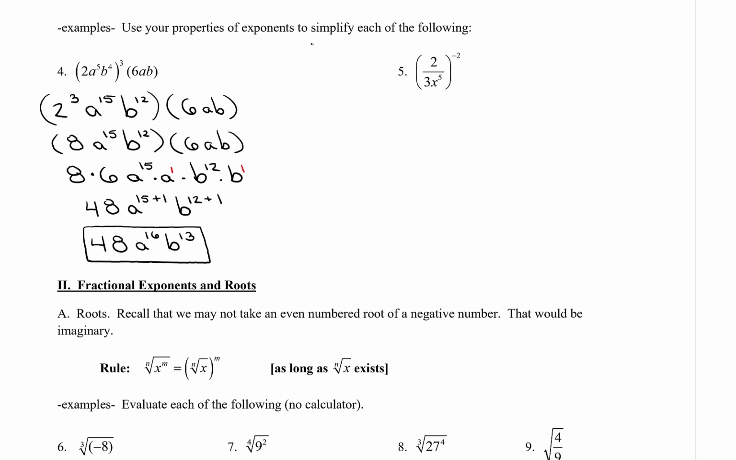I'm going to go ahead and draw a vertical line segment to separate the work from problem 4 and problem 5. Problem number 5, inside parentheses we have 2 over 3x to the 5th power, and that's all inside parentheses, and it's being raised to the negative 2 power. So then this is going to be the same thing as 3x to the 5th over 2, all within parentheses, raised to the 2nd power.